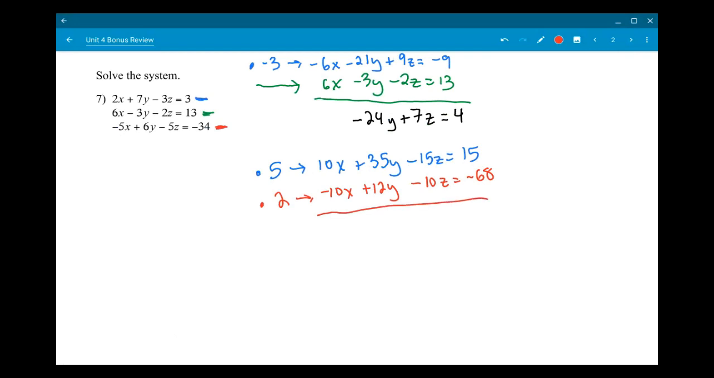Once again, as I'm switching pen color here, I am really quickly double checking my math. Okay, so I'm checking my multiplying by 5, and that looks okay. I'm checking my multiply by 2, and that at first glance at least looks okay. So now I'm feeling like I can go ahead and add these together. So I get 47y minus 25z equals -53.